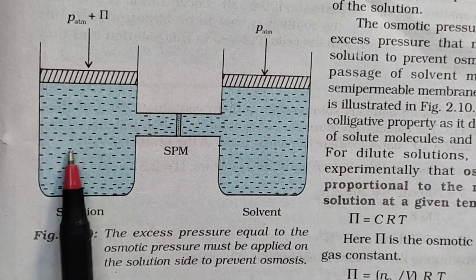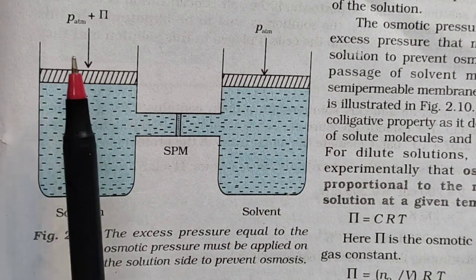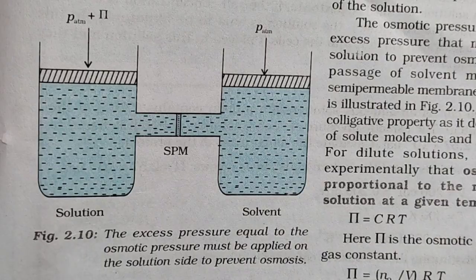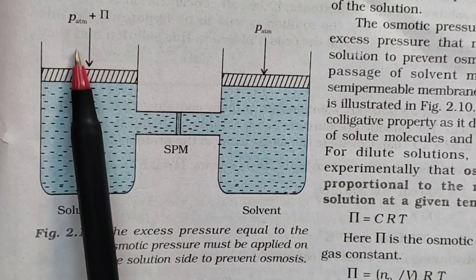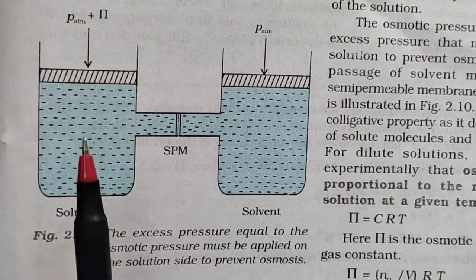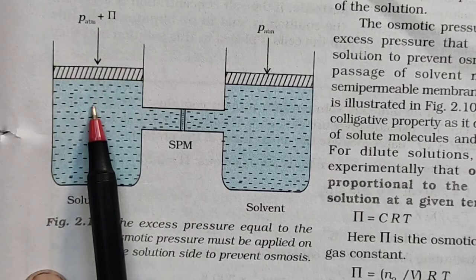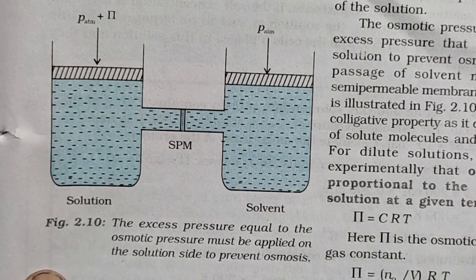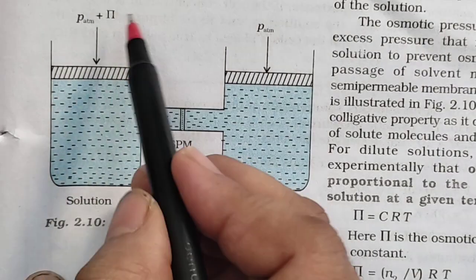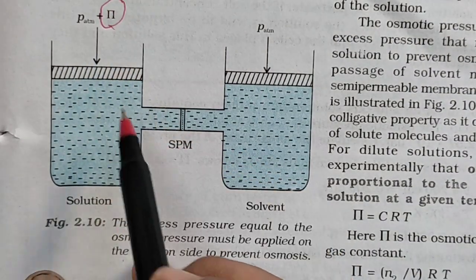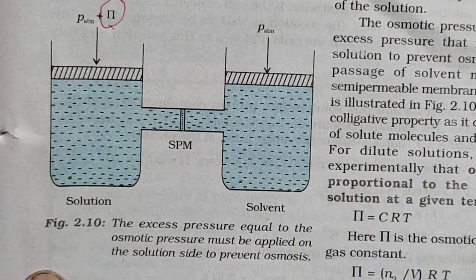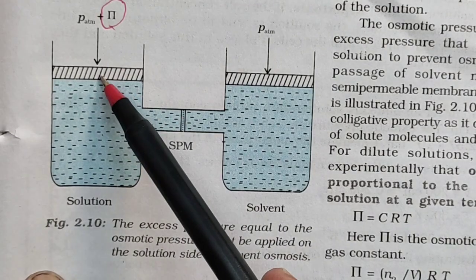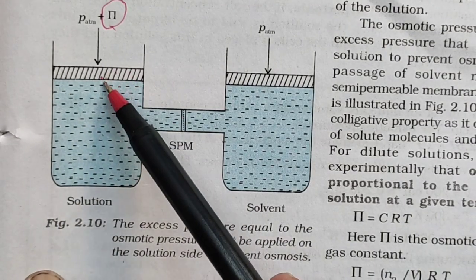It will rise here. But suppose I don't want that osmosis to occur. So I'll have to apply a pressure here. On the solution side, the pressure has to be applied so as to stop the process of osmosis. That is called osmotic pressure. We represent osmotic pressure by pi. So what is osmotic pressure? It is defined as the pressure applied on the solution side so as to stop the process of osmosis.